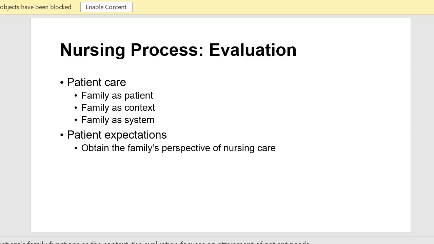You evaluate a family's change in functioning and its satisfaction with the new level of functioning. When you care for the family as a system, evaluation focuses on effects that interventions have on the entire family, including extended family often. Evaluation is an ongoing process. It is important to obtain the family's perspective of nursing care, how you planned and delivered the care for them, whether it was satisfactory, whether you had the outcomes you were striving for, and whether it met the family goals.